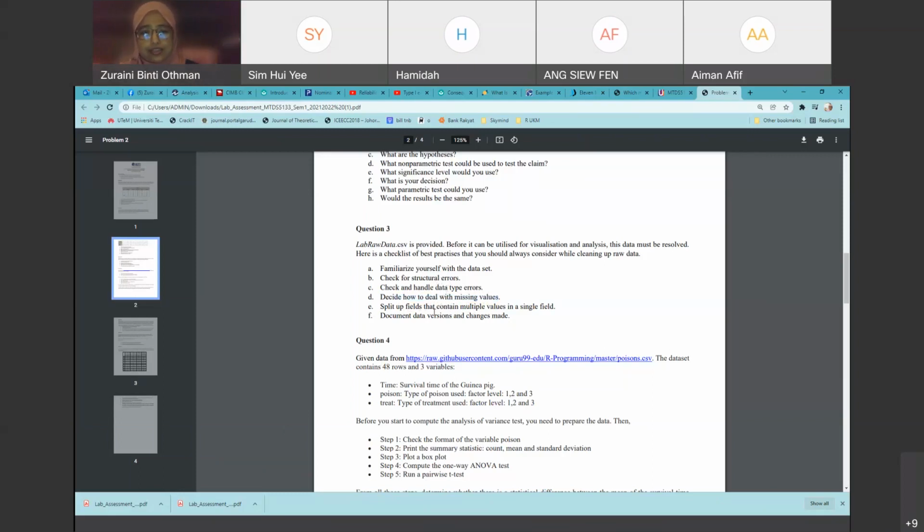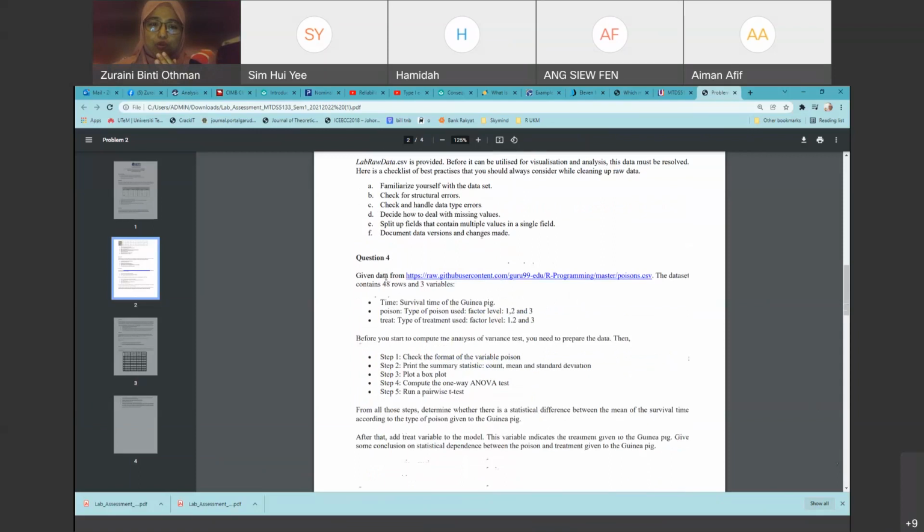All the things that you do in that particular data, you have to document how you clean the data. If splitting is involved, and if missing values are involved, how you tackle the missing value problem and the changes made, you have to document it. That's what question 3 is all about. Is there any question? This is question 3.